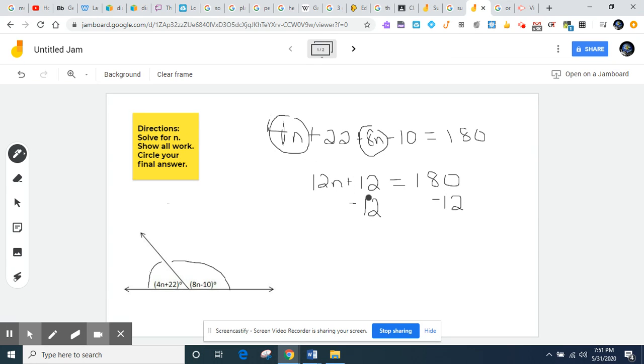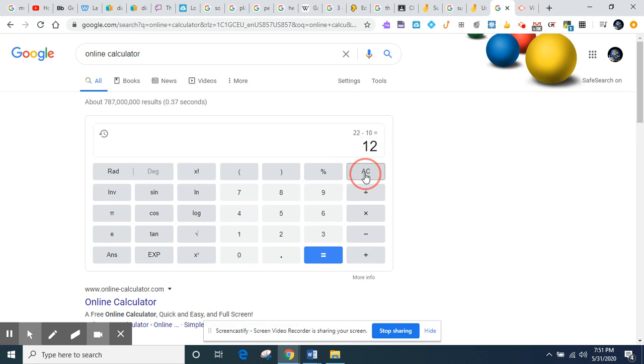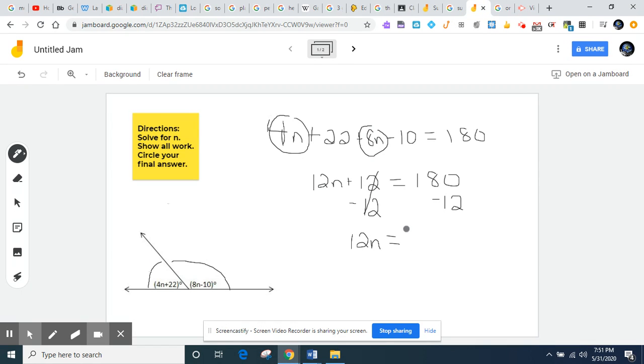Okay, if we look at the left-hand side, these 12s are actually going to cancel. We have a positive 12 and a negative 12. So when we combine those, we're just going to end up with nothing. And then we're left with our 12n. Okay, so we've gotten rid of our constants on the left. Equals, and then we have our 180 minus 12. Again, go ahead to your online calculator. Just clear it out. We're going to do 180 minus 12. And that gives us 168. So we'll write 168 over here. Okay, and now we've broken down our equation further. So we have 12n equals 168.